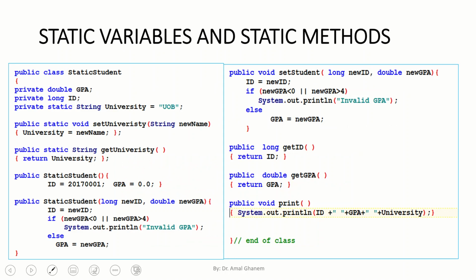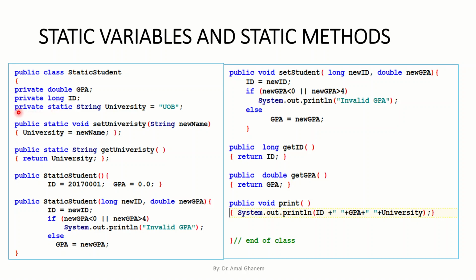Let's start with this example that will show how to have static variables and methods in a class, and then we will try to find the output in order to know the meaning of static variables and methods. So we have a class, and the class is called static student. So I have public class static student. The variables we have here are private double GPA and private long ID. So these are just like the normal variables we usually declare: GPA of type double and ID of type long.